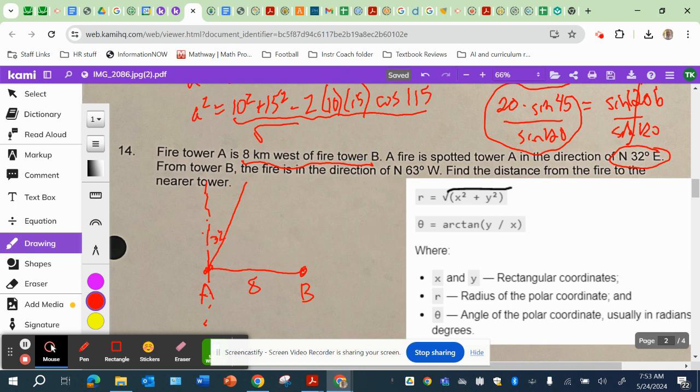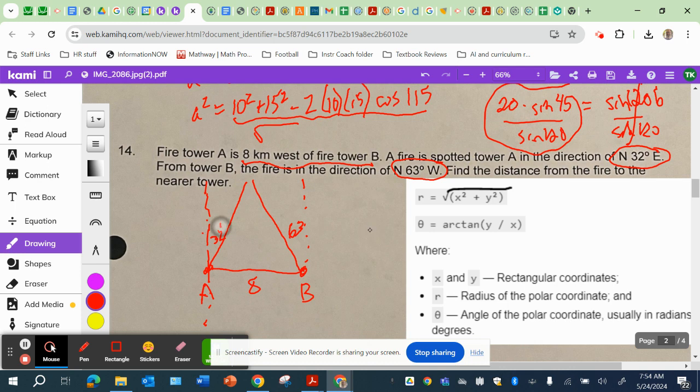From tower B, the fire is in the direction 63 degrees west of north. So again, there's your north, and 63 degrees west of that. So you always reference the north, and you either go west of it or east of it. Find the distance from the fire to the nearer tower.